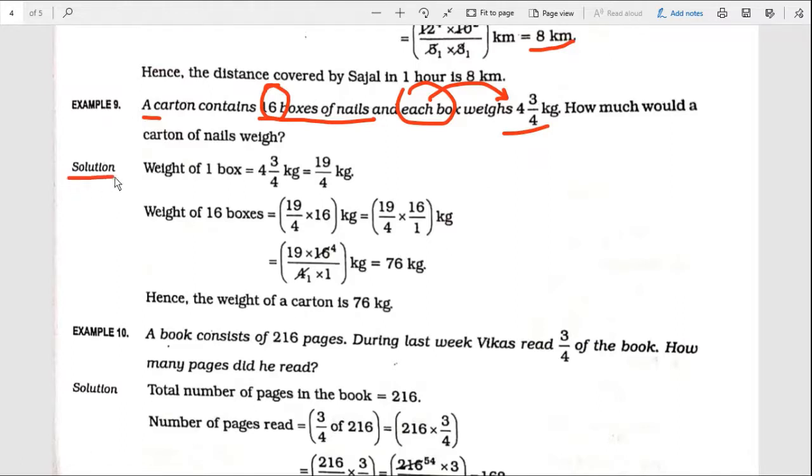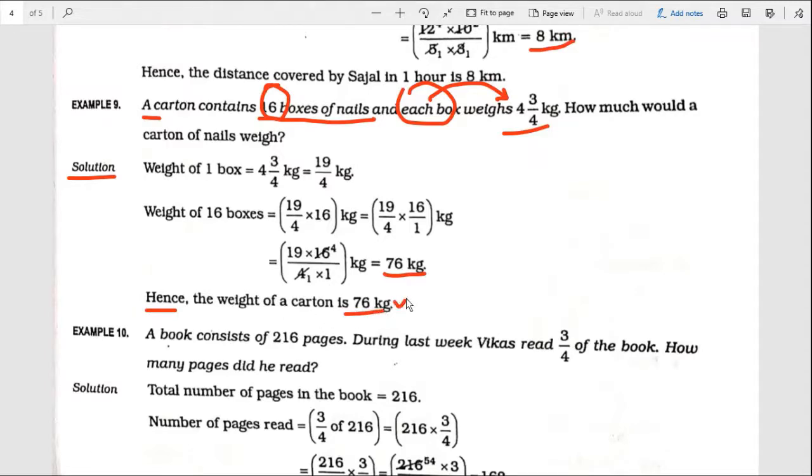Now see the solution. Weight of one box is equal to 4 whole 3 by 4 kg. So 4 4s are 16 plus 3 is 19 by 4 kg. Weight of 16 boxes is equal to 19 by 4 into 16. 4 4s are 16, so 19 4s are 76, the product of the numerator is 76, and this is the answer. So hence the weight of a carton is 76 kg.